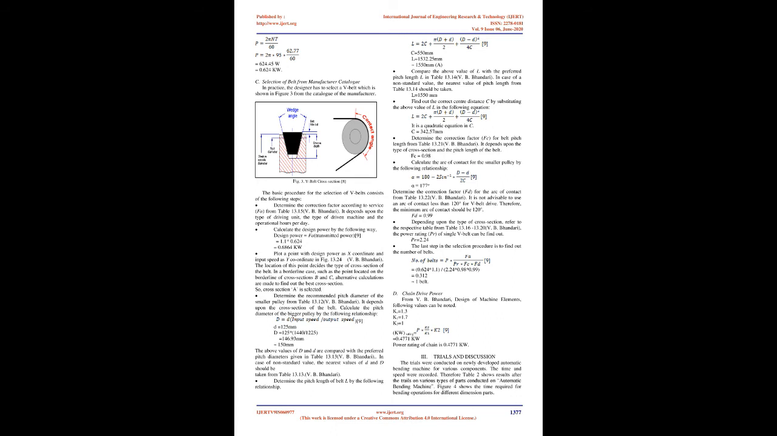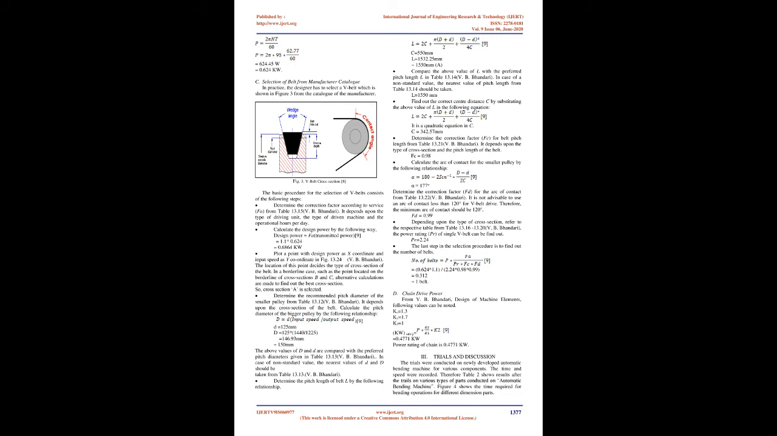L equals 1550 mm. Find out the correct center distance C by substituting the above value of L in the following equation. It is a quadratic equation in C. C equals 342.57 mm. Determine the correction factor, FC, for belt pitch length from table 13.21, VB Bundari. It depends upon the type of cross-section and the pitch length of the belt. FC equals 0.98. Calculate the arc of contact for the smaller pulley by the following relationship.